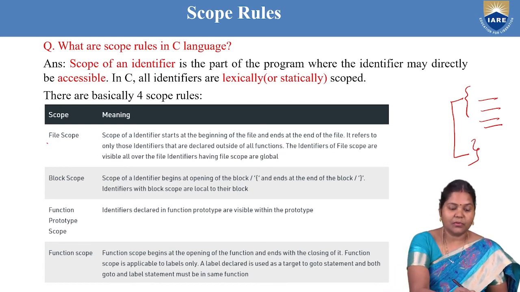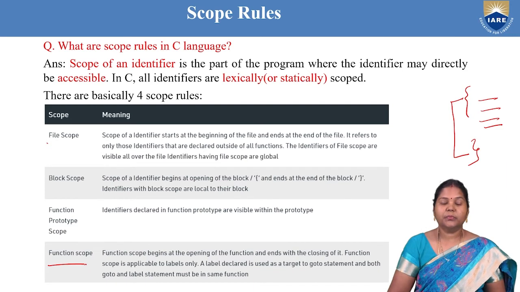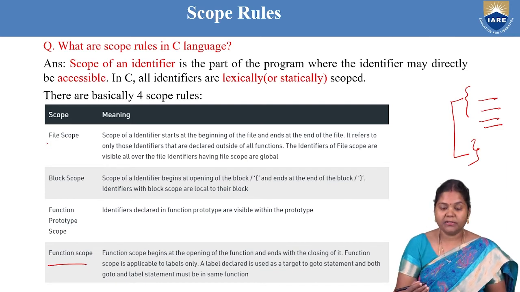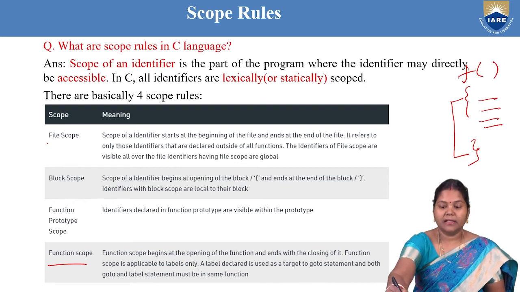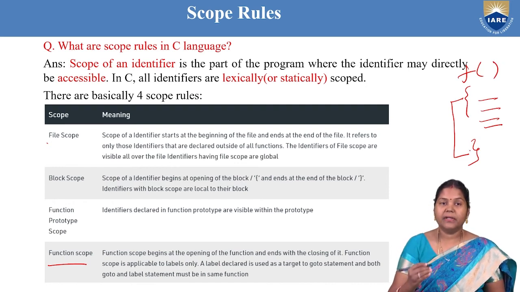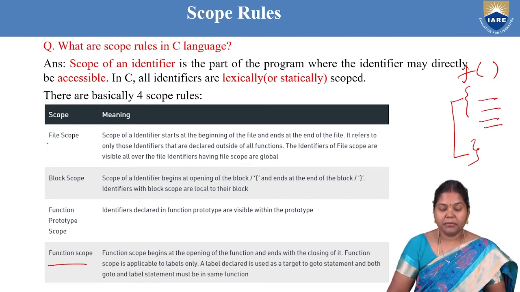Then the last is called the function scope. Function scope begins at the opening of the function. Suppose I have written a function f with some parameters. Then the scope begins at the beginning of the function and ends with the closing braces. So the function scope is applicable to the labels only.